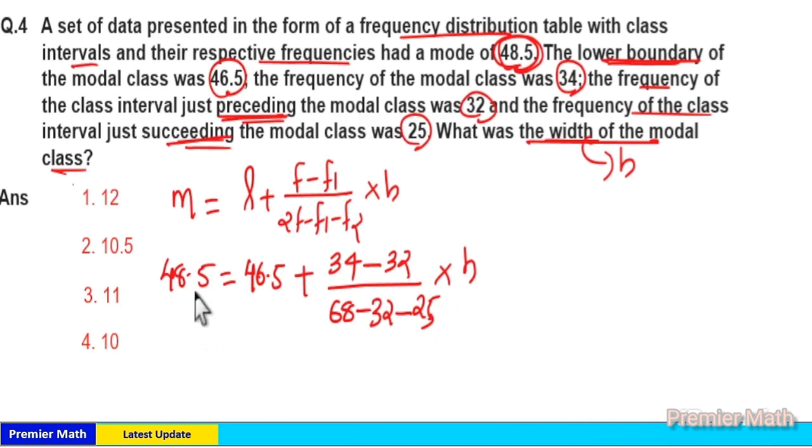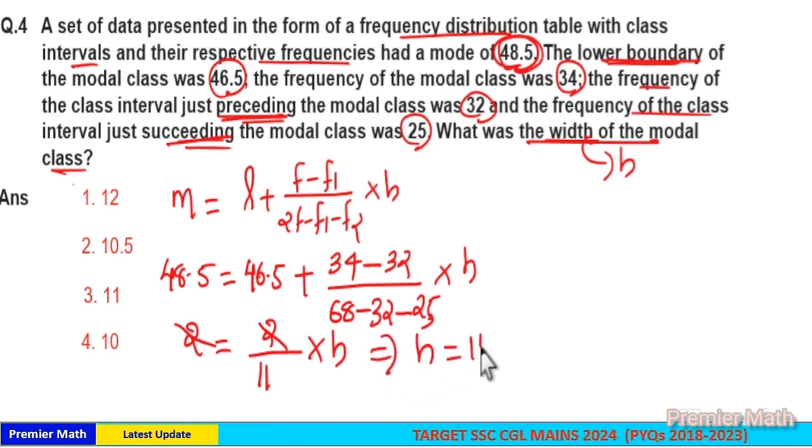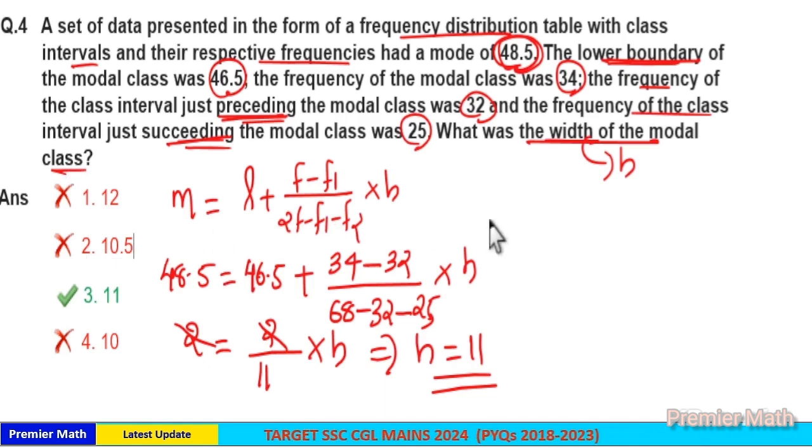Now here 48.5 minus 46.5 is equal to 2. 2 is equal to 34 minus 32, which is 2, divided by 32 plus 25, that is 32 plus 20 is 52, 52 plus 5 is 57. 68 minus 57 is equal to 11 into h. Now 2 and 2 cancel, so here h is equal to 11. Option 3 is your answer. Here this kind of question is repeated many times in the mains exam. So remember this formula. This is very important.